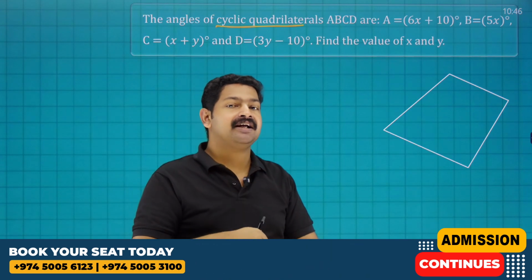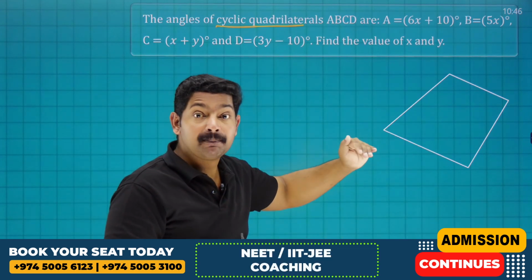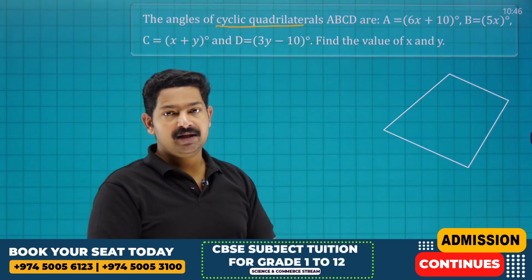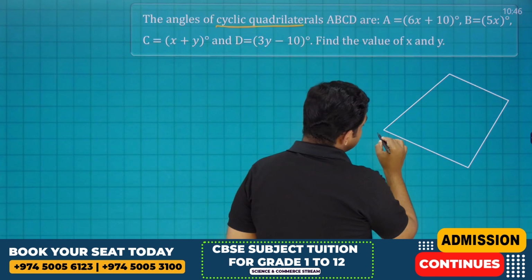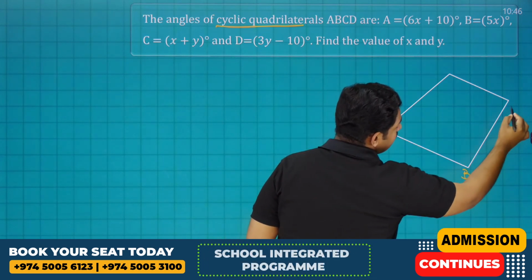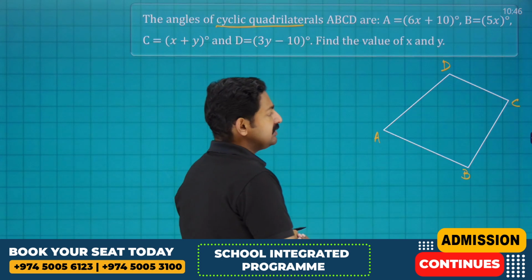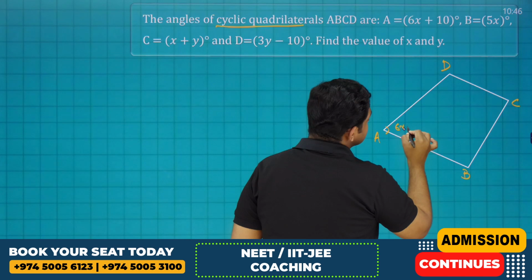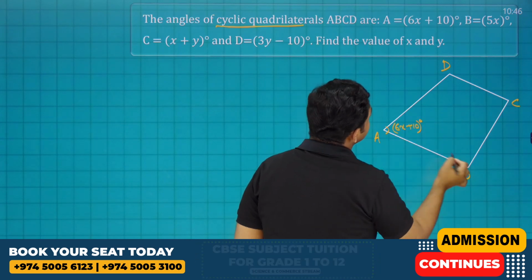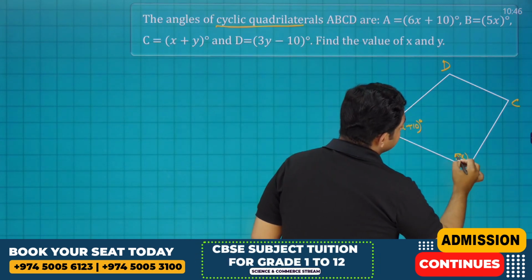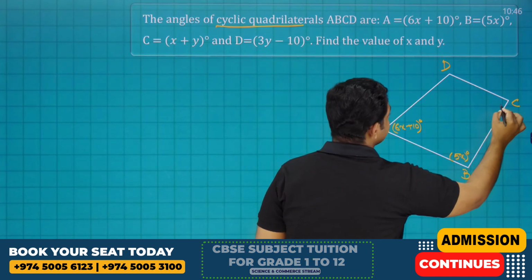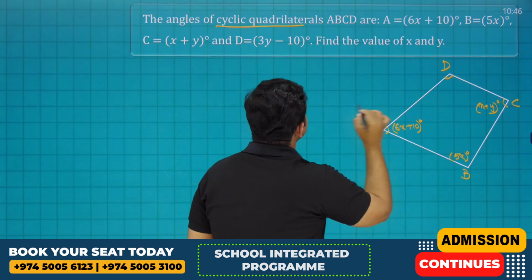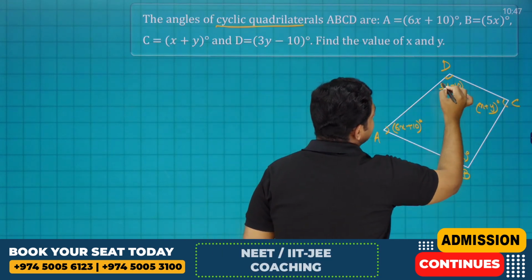And what is the property of a cyclic quadrilateral? The opposite angles are supplementary, which means the sum of the opposite angles is equal to 180 degrees. So we can name the quadrilateral A, B, C and D, a cyclic quadrilateral, and I am marking the angles. Angle A is 6x plus 10 degrees. Angle B is 5x degrees. Angle C is x plus y, and angle D is 3y minus 10 degrees.